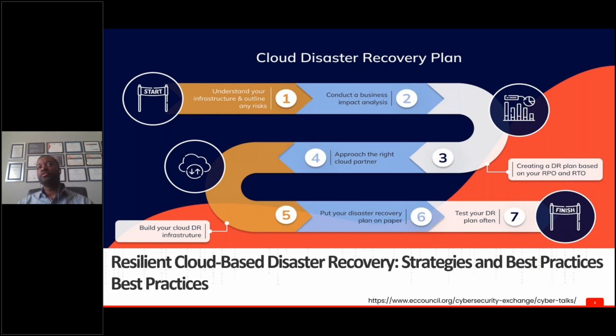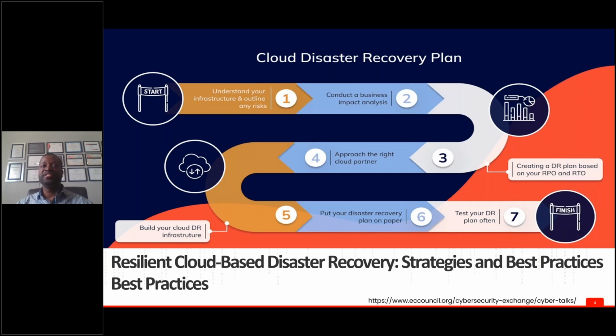Step 4 is the approach. How do we approach the right cloud partner? Not all solutions are created equal. Choosing a partner that aligns with your business needs, your compliance requirements, and your recovery goals is essential. Step 5 is how do we document your DR plan? This is where everything comes together: the roles, the processes, the escalation paths. Everything should be written down clear and accessible. Step 6 is how do we test our DR plan, right? If you don't test it, it doesn't work. Regular testing helps you find the gaps and build confidence in your process.